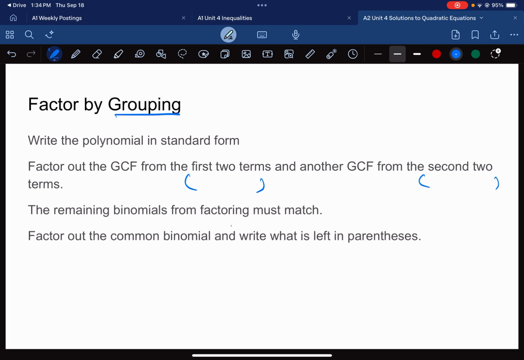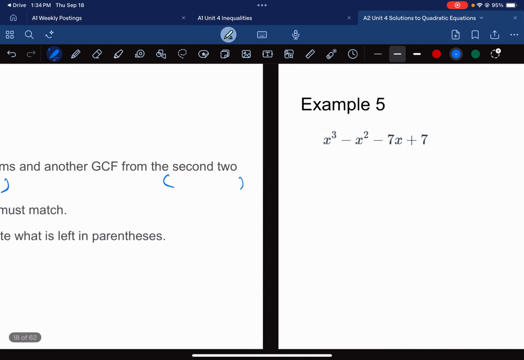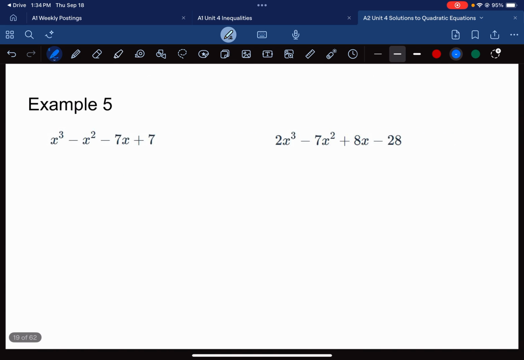The remaining binomials from factoring, they need to match, okay? If they don't match, you can't continue on with grouping, okay? But if they do, there's a common binomial that you can then factor out and write what's left in parentheses. So it's harder to visualize when you put it in words, so let's just do the problem and you can see how it works.